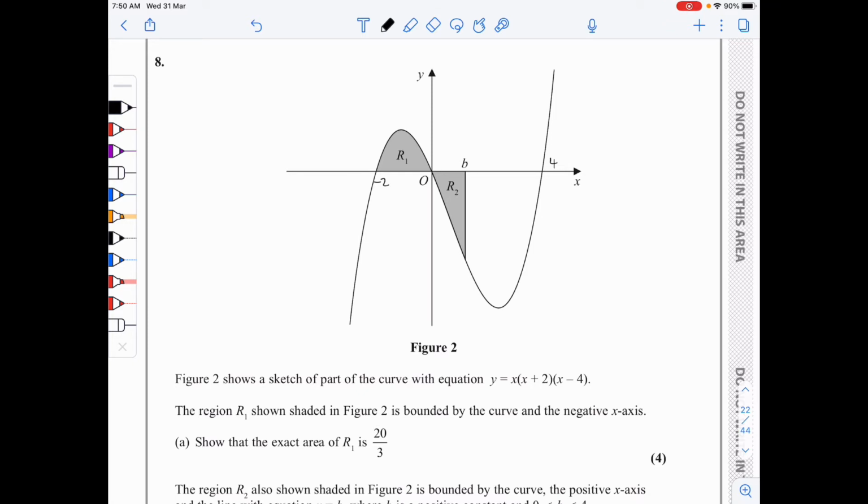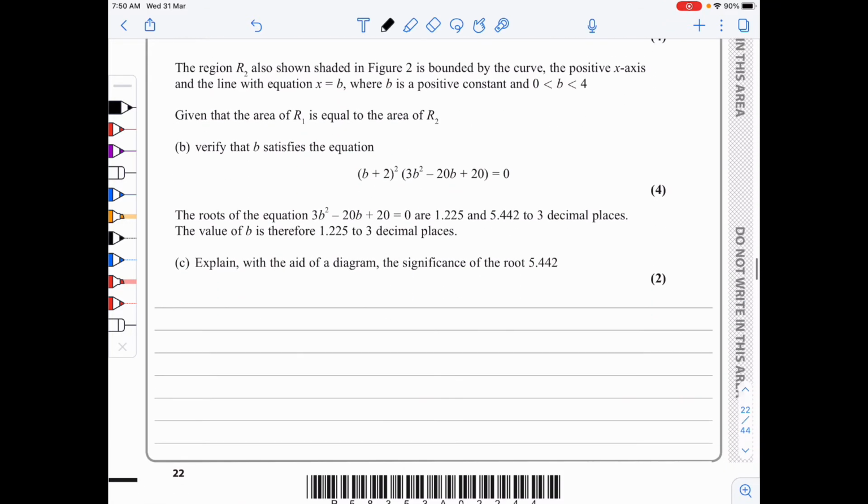So R1 is given by integrating from negative 2 to 0 the given equation, which upon expansion is x cubed minus 2x squared minus 8x. So this is a simple integration. We increase the power by 1, dividing by the new power, and then we substitute the limits in.